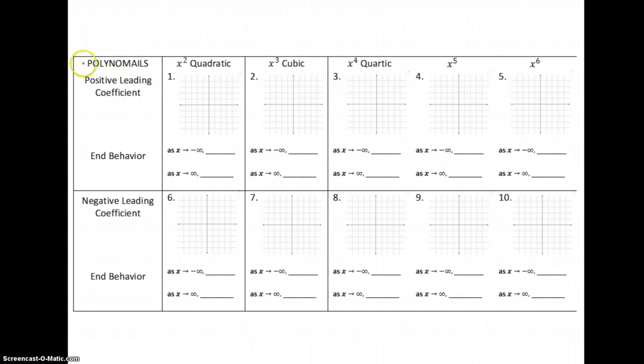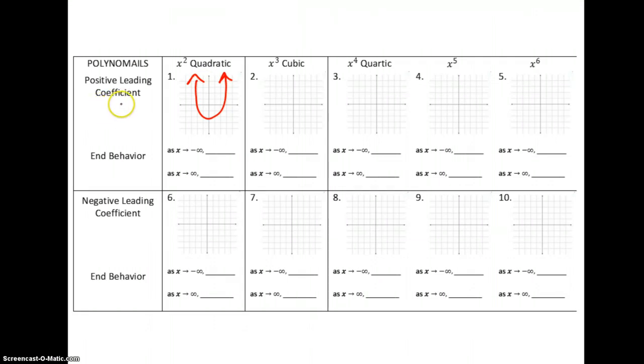So the first thing you see over here is the positive leading coefficient, which means that the number in front of the term with the highest power is positive. Looks like this. Okay. All quadratics share a similar shape. Down here we see end behavior, which is new terms.